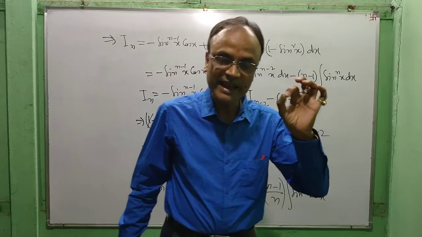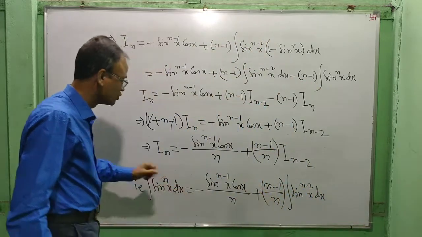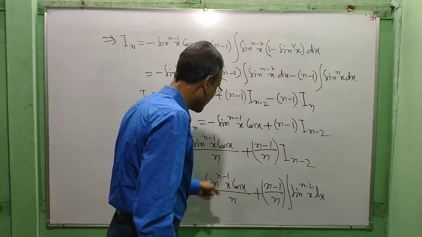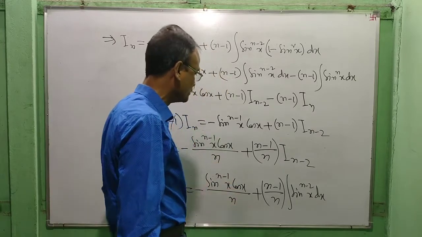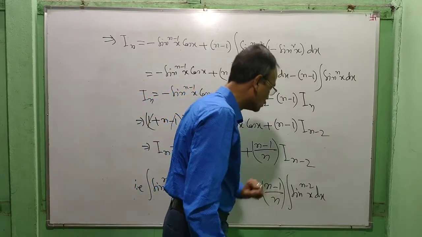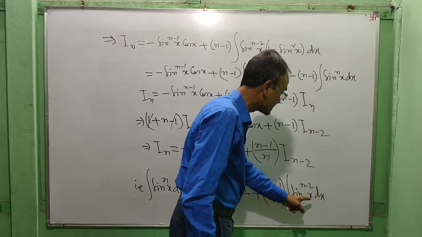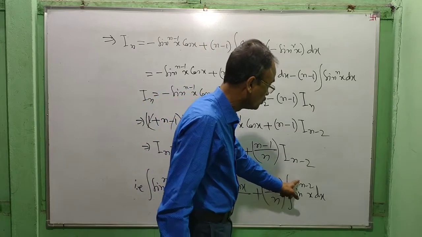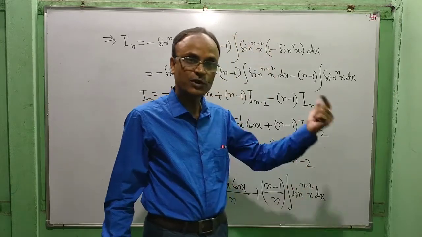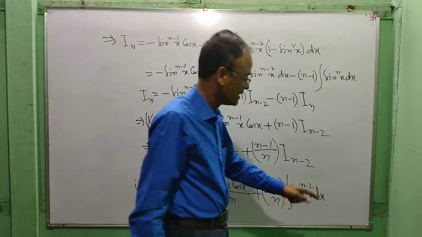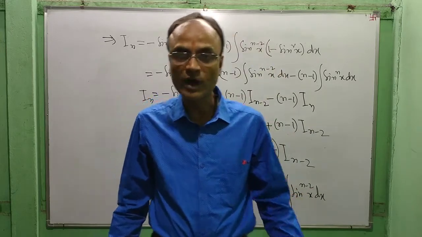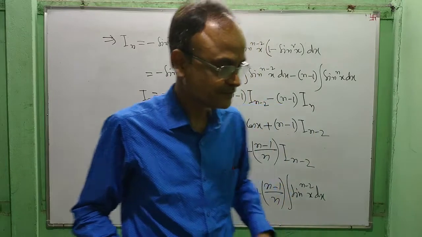You can again apply this method. Put n equal to 2 here. Integration sin^2 x will be equal to minus sin x cos x divided by 2 plus (2-1)/2 integration (sin x)^0, since 2 minus 2 means 0. Sin x to the power 0 will be equal to 1. For 1, you may write integration 1 dx equal to x.